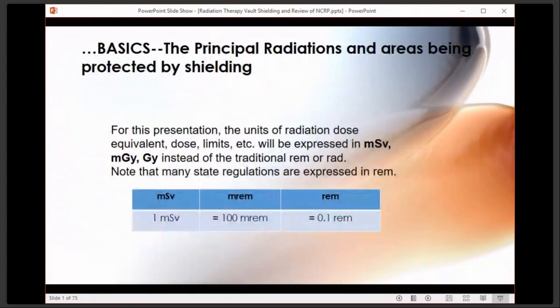So in this presentation, I want to try to stick with using the same kind of unit throughout, either the millisievert for dose equivalent or the milligray for dose or gray, and we'll use sieverts as well. So we've got these three quantities which are often expressed in state regulations in terms of rem. So the equivalents of the rem and the millirem and the millisievert are there in this chart. I'm sure most of you have seen that.